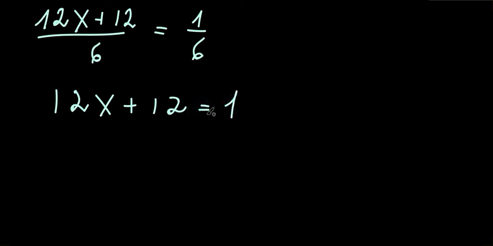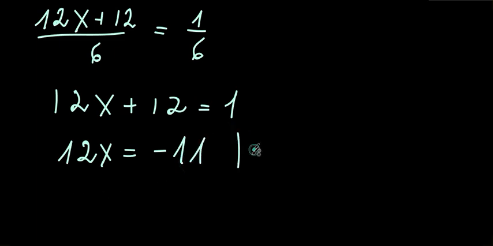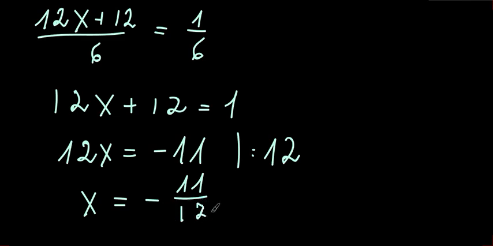Of course, you can multiply both sides of this equation by 6 and you'll get exactly the same, but knowing that is convenient in more complicated cases. Okay, so I just wanted to show you that. Now we just subtract 12 from both sides. We get that 12x is equal to minus 11, and divided by 12, we get that x is equal to minus 11/12.